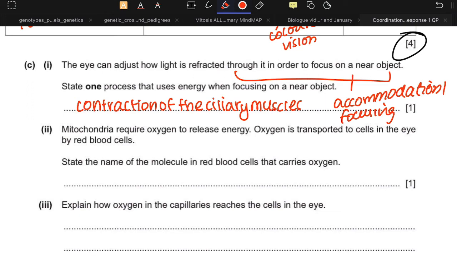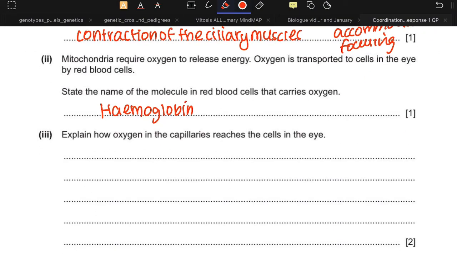Alright, next thing. Mitochondria require oxygen to release energy. Oxygen is transported to the cells in the eyes by red blood cells. State the name of the molecule in the red blood cell that carries oxygen. This is very easy and self-explanatory. This is hemoglobin. Red pigment that carries oxygen and transports it to the rest of the body. Explain how oxygen in the capillary reaches the cells in the eye. So this happens because of diffusion. Remember, gases like oxygen are always transported in the body by diffusion.